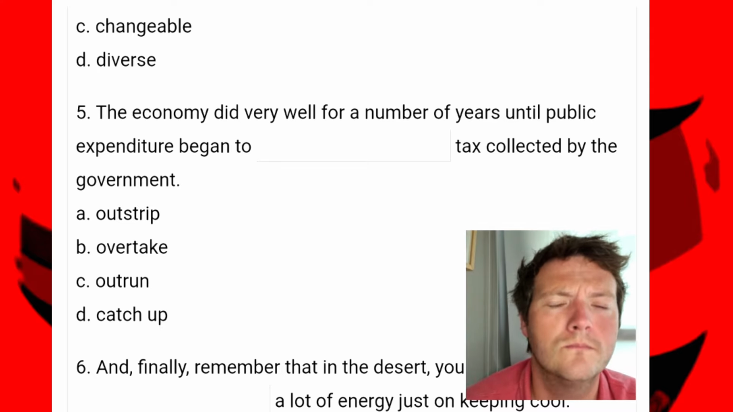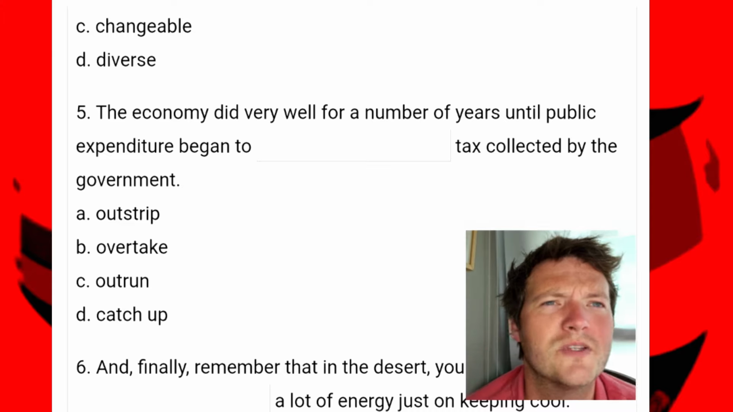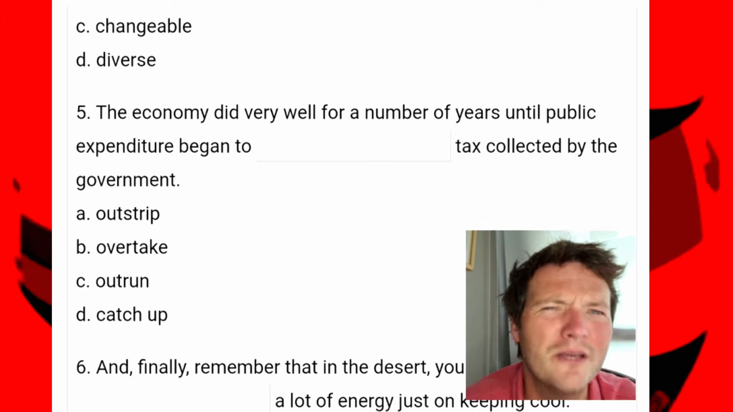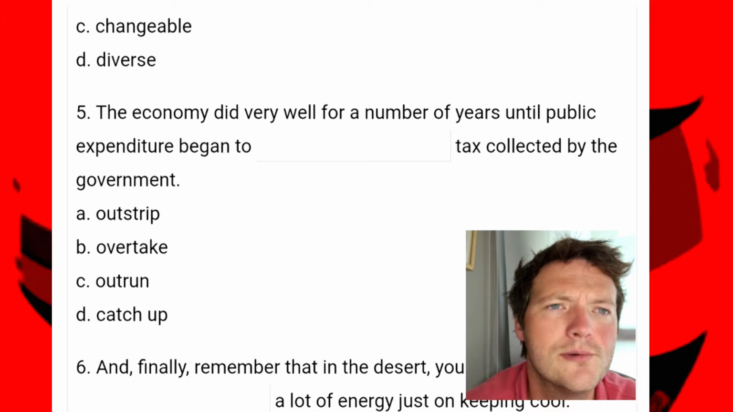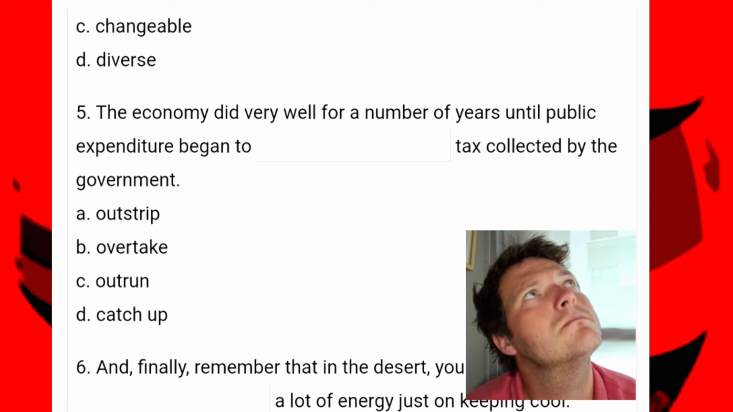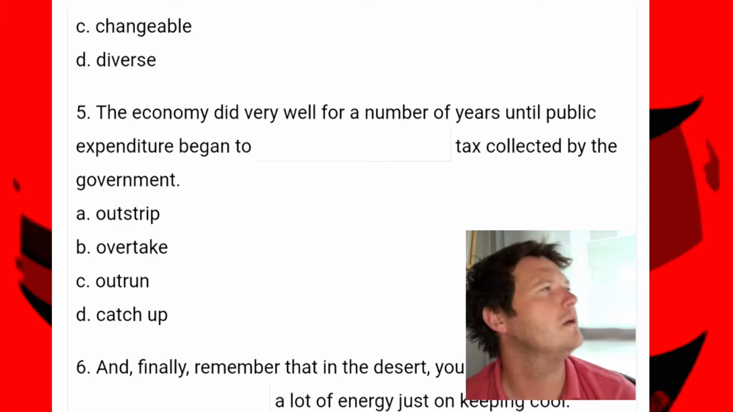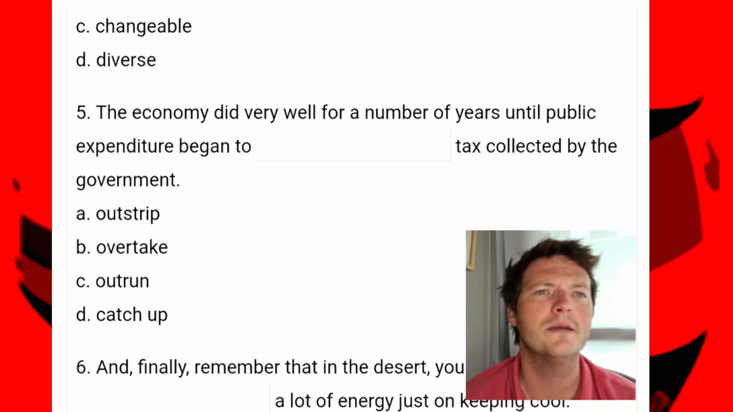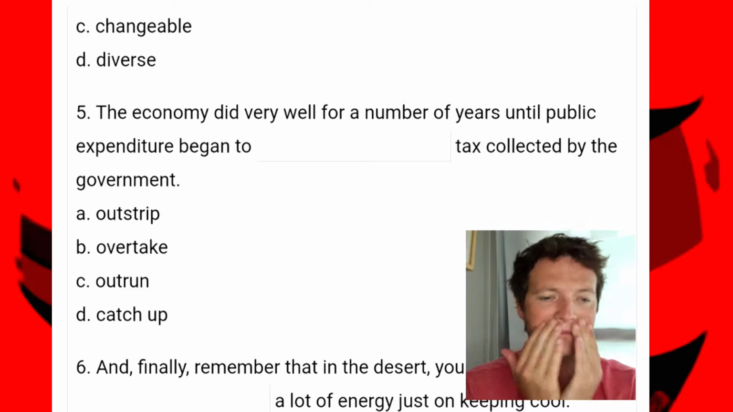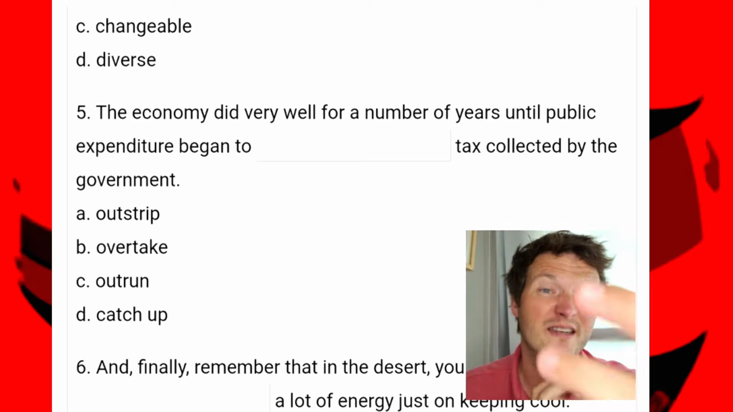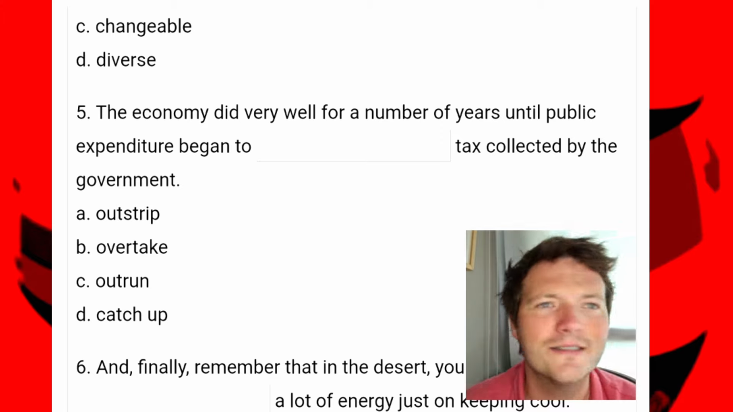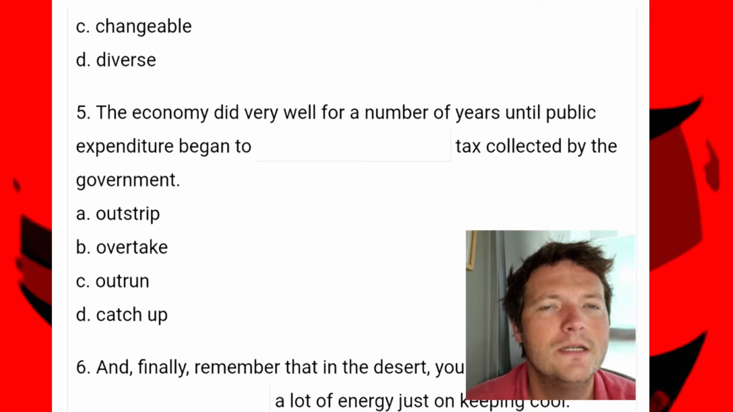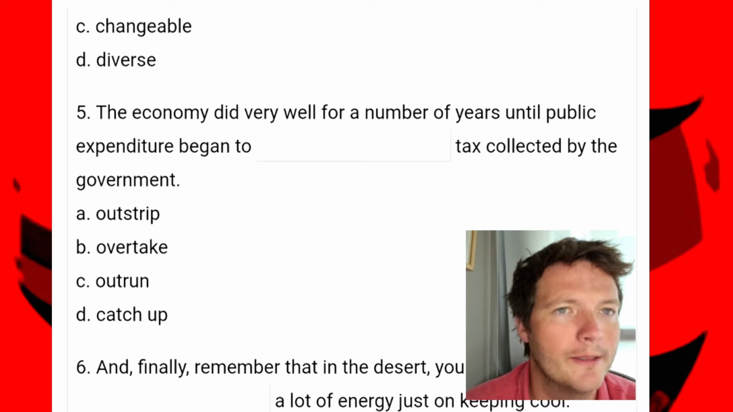Yeah. I suppose the public expenditure, could it not overtake tax collected by the government? I guess maybe overtake. Why is that wrong? Maybe if something overtakes another thing, it starts to go ahead, so it gets better, it advances. Yeah, I guess outstrip is right.